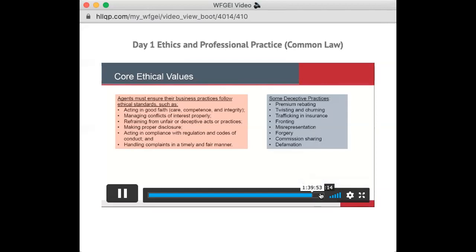Twisting is when you replace a policy with a different insurance company. Churning is when you replace a policy with the same insurance company. And again, sometimes it is necessary to do that, because what they have right now may not necessarily suit their needs. So there's nothing illegal about twisting and churning. However, the problem is that you must do it right.